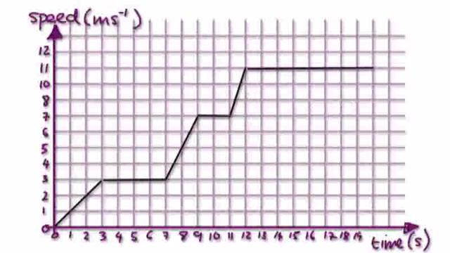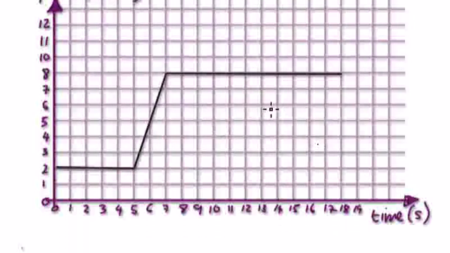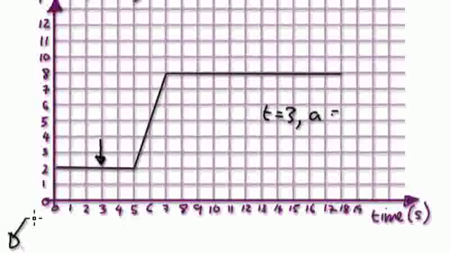Okay, next question. Hang on, let me get rid of this one here. Okay, so given this here, what is the acceleration at time equals 3? So at time equals 3, what is the acceleration? So time equals 3 here. What is the acceleration here? Press pause and have a go. Okay, it's a trick question, but the acceleration here is 0.